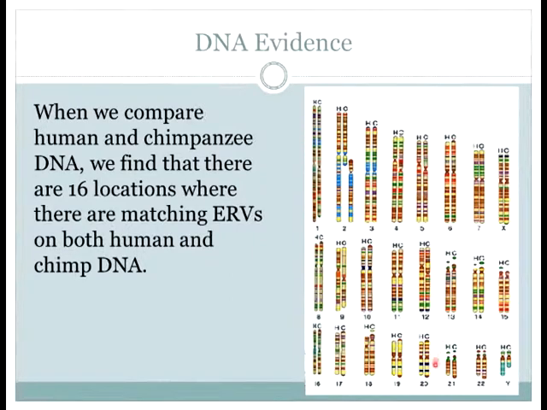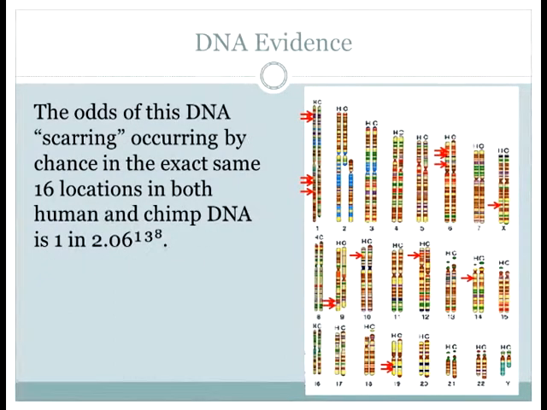So when we pair them side by side like this, what we find is that in 16 locations, there are matching ERV scars in both human and chimpanzee DNA. This is scarring. This is something that is not natural to the DNA, but yet it's in exactly the same location in both human and chimpanzee DNA.